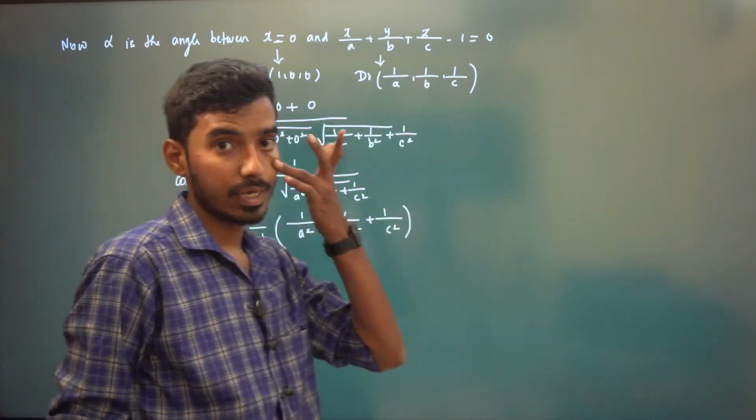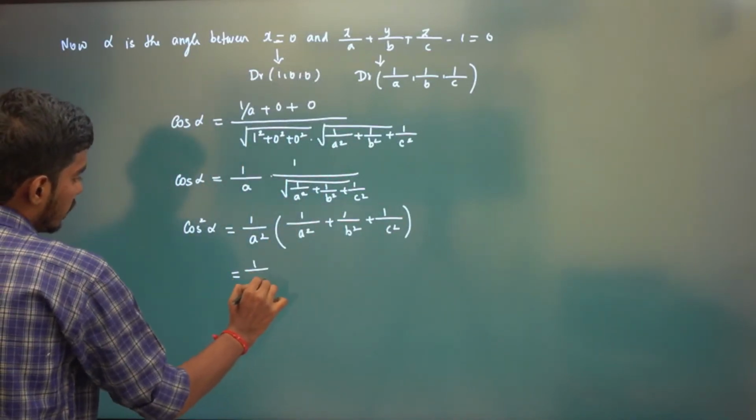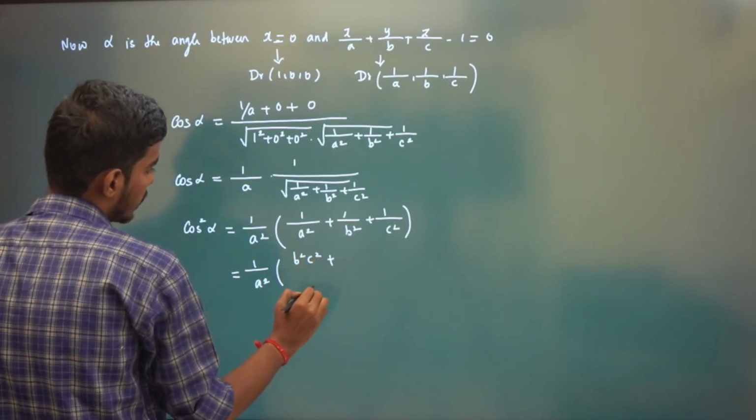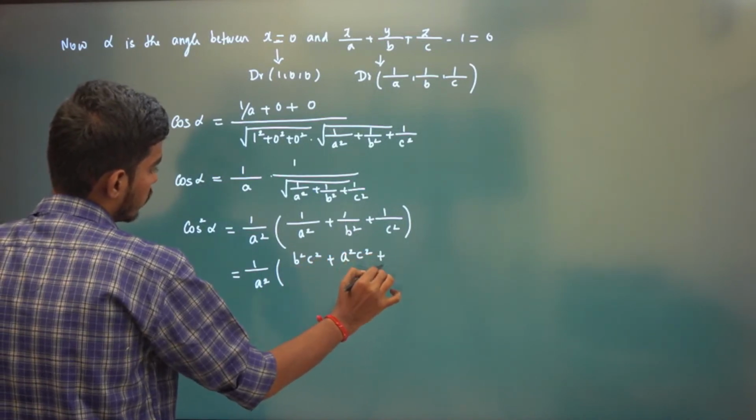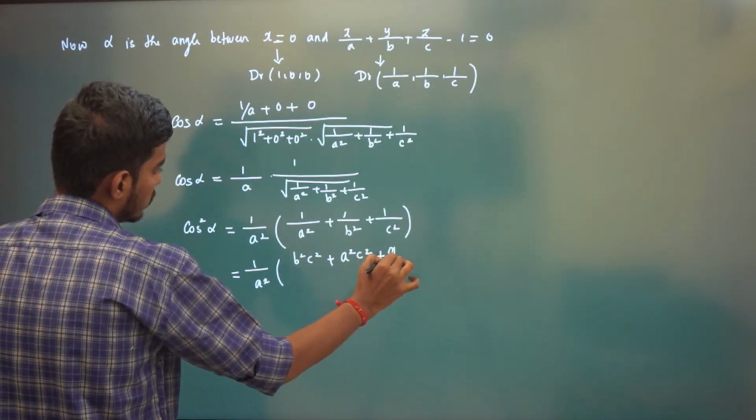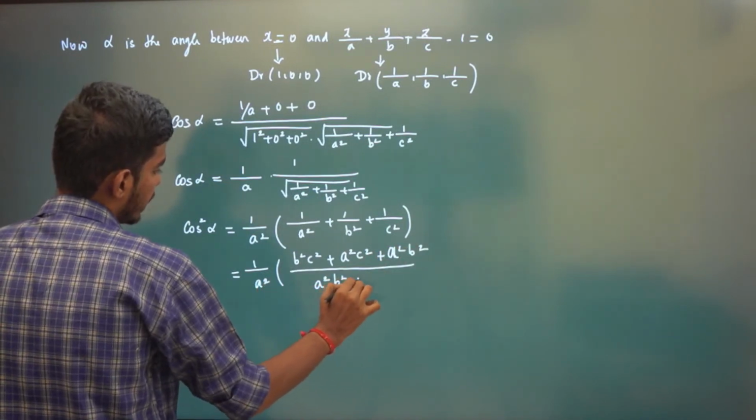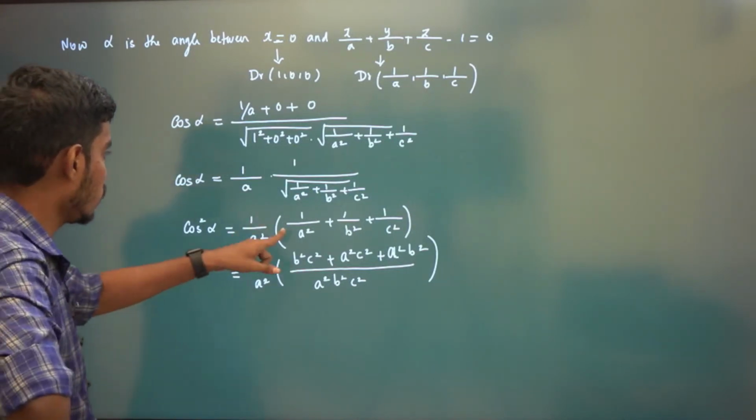Now you take a square, b square, c square LCM. So we will have 1 by a square. Here we already have a square, so let us multiply b square c square. Here we already have b square, so let us multiply a square c square. And here you already have c square, so let us multiply a square b square, divided by a square b square c square. This is cos square alpha. Oh, sorry. It is 1 divided by.